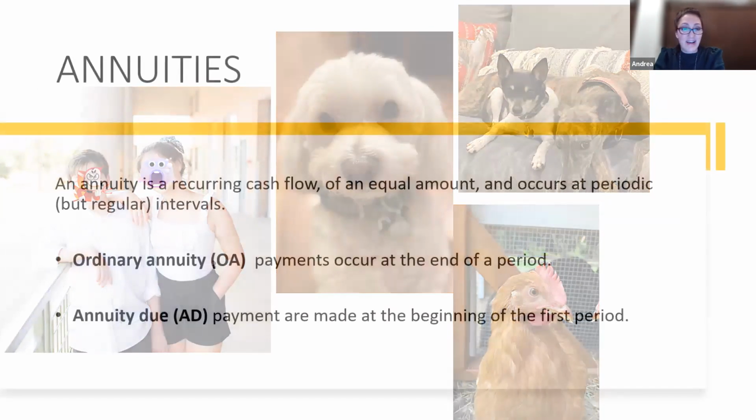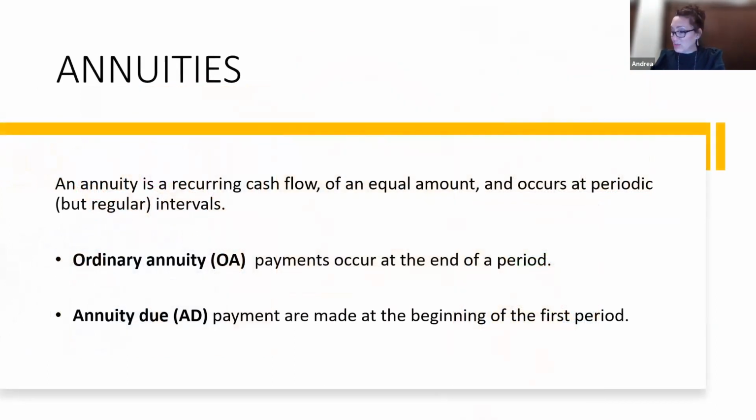All right. Let's talk a little bit about annuities. We'll start in on this, and then we'll take a break. An annuity is a recurring cash flow. It's an equal amount, and it occurs at periodic and usually regular intervals. We have 2 types of annuities. An annuity due. So this was actually good timing, Daniel, that you brought up the question about beginning and ending.